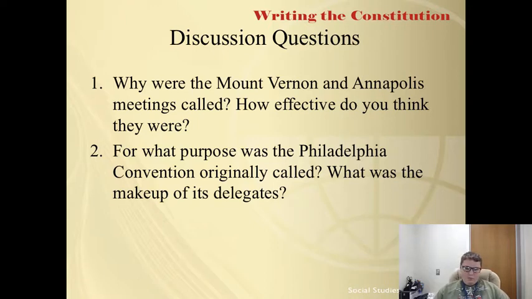was necessary. Most of the 55 delegates who attended the convention were men of wealth and promotion. Most were lawyers. Over half had been officers in the Continental Army during the American Revolution. 7 had been state governors. Most were relatively young, with an average age of 42.